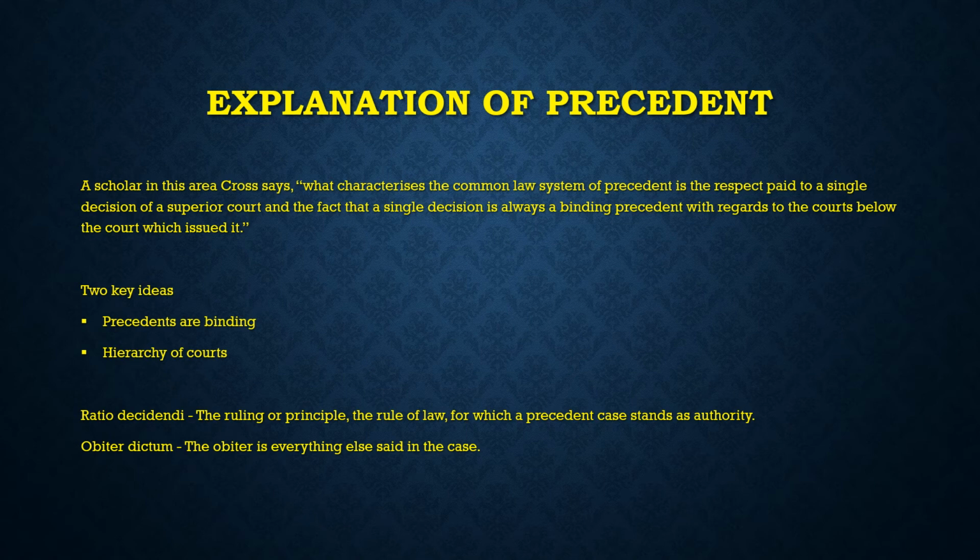Whilst referring to precedent, we are referring also to ruling, or to give it the proper name, the ratio decidendi. The ruling or principle, the rule of law for which a precedent case stands as authority. There is a way to distinguish between the ratio of a case and everything else, the distinction between the ratio and the obiter dictum. The obiter is everything else said in the case. The practice of law is all about reading and managing to tease apart the ratio and the obiter. This is the work of lawyers.